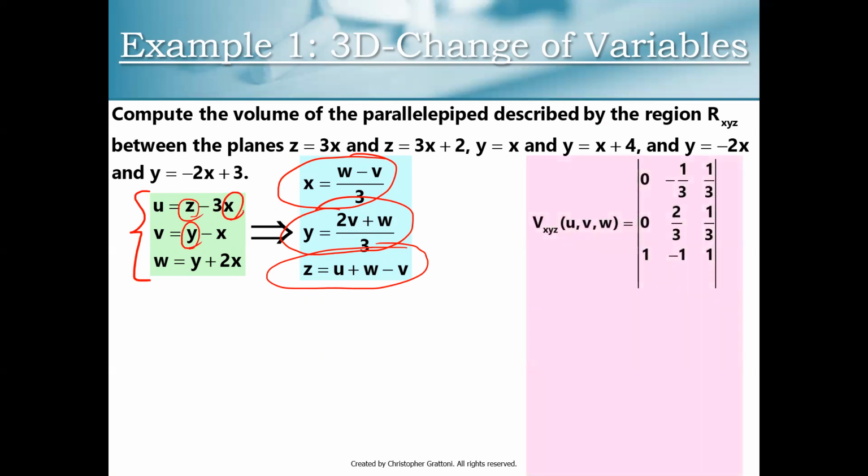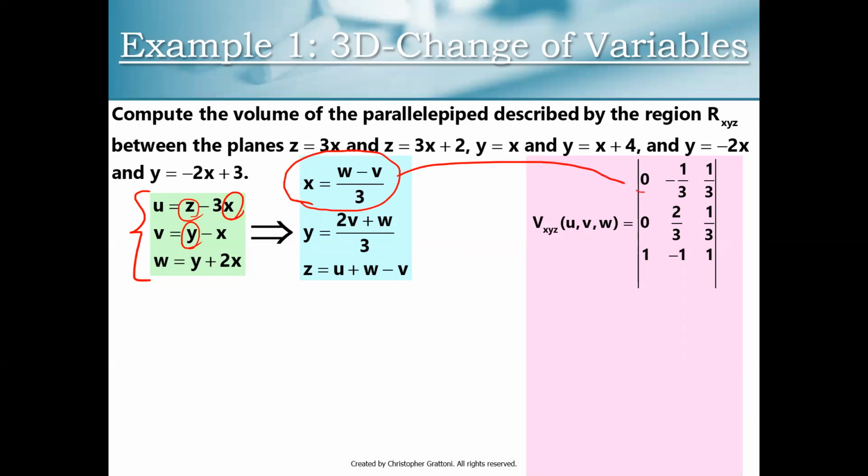Now, once we have x as a function of UVW, y as a function of UVW, and z as a function of UVW, we are going to go ahead and compute our volume conversion factor. That's just going to be some partial derivatives, right? We need the partial derivative of x with respect to u, which would give us 0, x with respect to v, which is going to give us negative 1/3, and x with respect to w, which is going to give us 1/3. And we'll do that for each of those. And we'll build up a 3×3 determinant from that. You can see it goes in a similar fashion here.